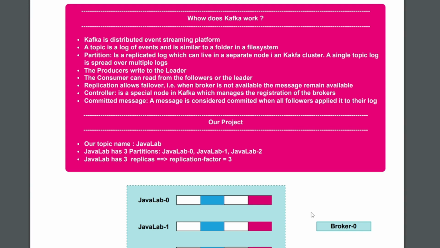The producer writes each time to the leader. That means in a Kafka cluster you have followers and leaders. The producer, the application which you write yourself, writes the messages to the leader, but the consumer can read from the followers or the leader also.